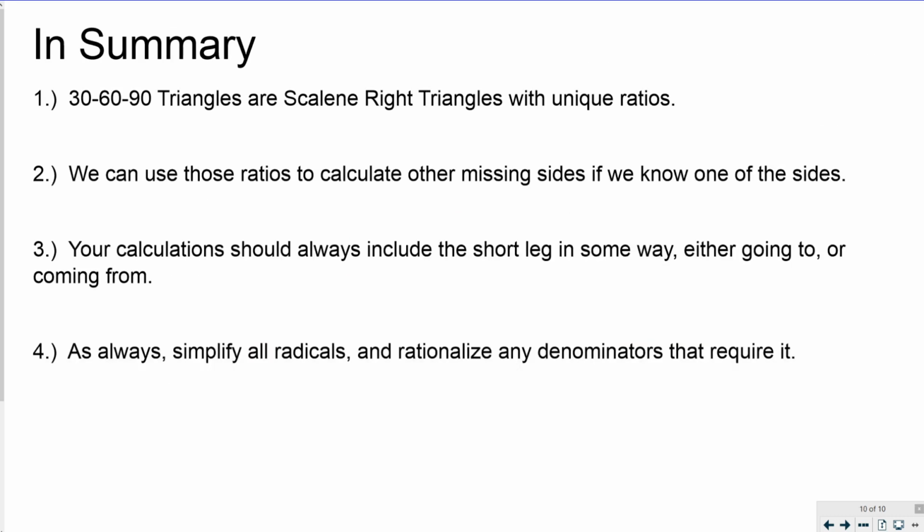And so in summary, guys, 30, 60, 90 triangles are scaling right triangles with unique ratios. We can use those ratios to calculate other missing sides if we know at least one of the sides. And remember, 2 is one of the ratios, and the square root of 3 is the other. Your calculations should always include the short leg in some way, meaning you're either going to the short leg or you're coming from the short leg. But remember that you can't skip over from long leg to hypotenuse. That doesn't work. And then, as always, you need to make sure you simplify all your radicals and rationalize any denominators that require it, like in the last example.